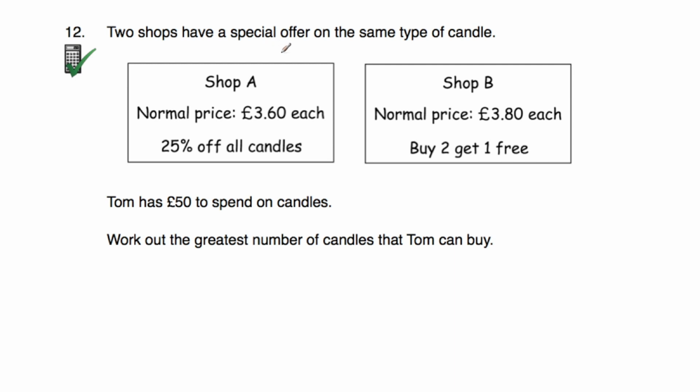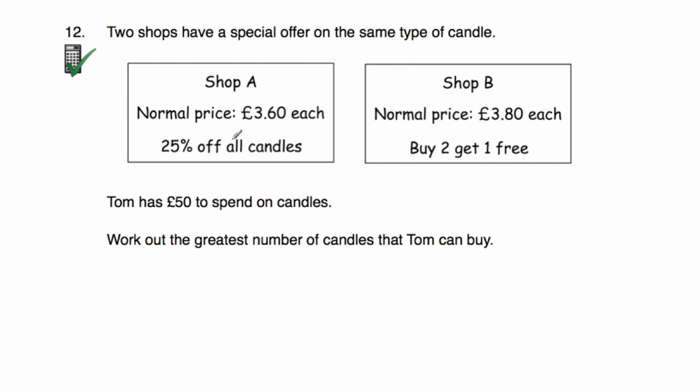Two shops have got a special offer on the same type of candle. We've got shop A, which normally costs £3.60 for each of the candles, and they're offering 25% off all candles. And shop B, the normal price is a bit more expensive, it's £3.80, but in this shop you can buy two and get one free. So for every time you buy two candles, they will give you one free. And Tom's got £50 to spend on candles. Work out the greatest number of candles that Tom can buy.